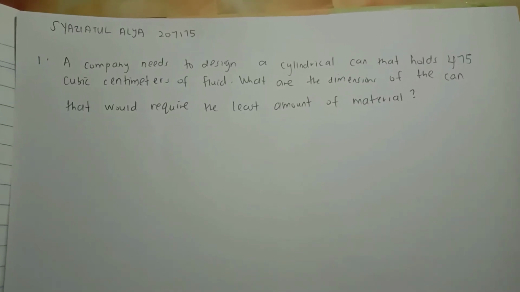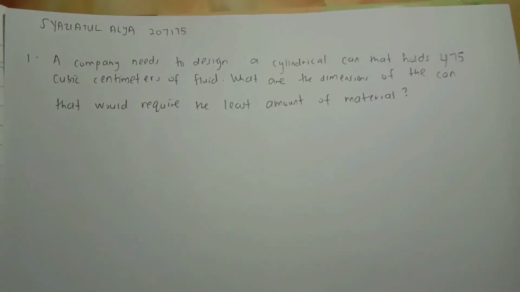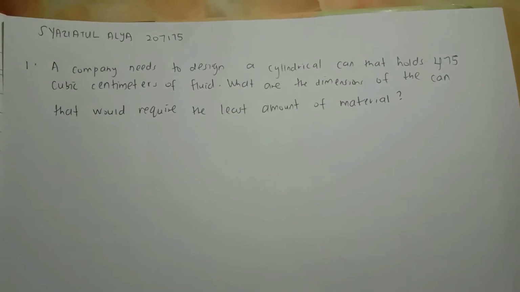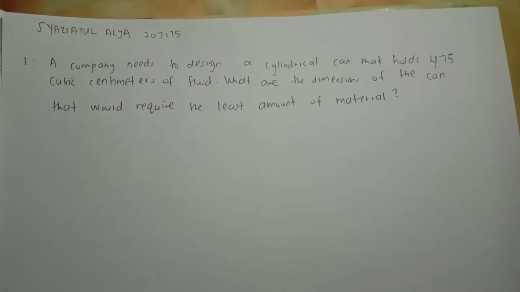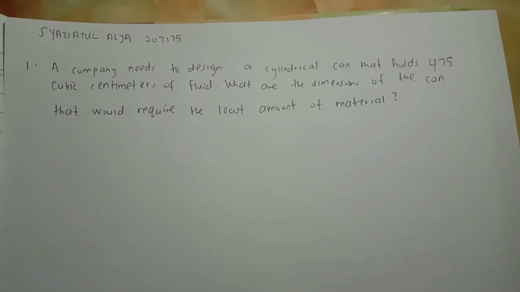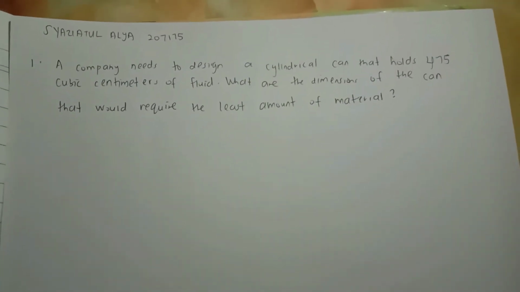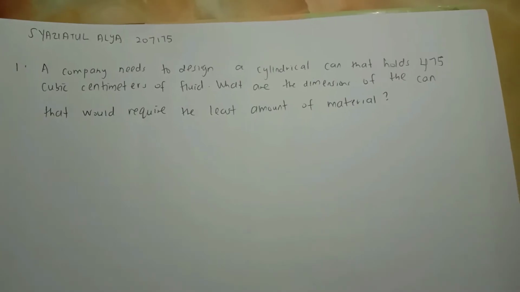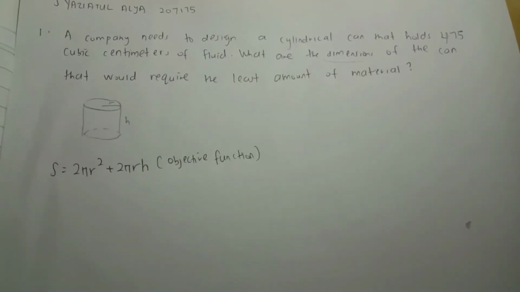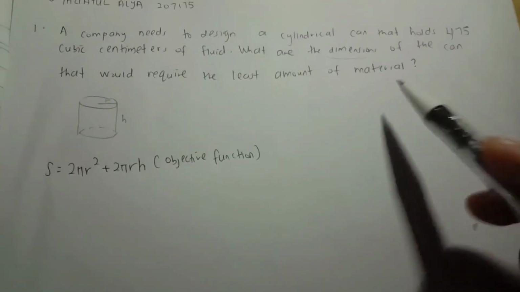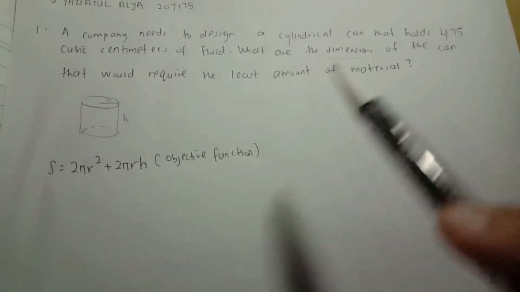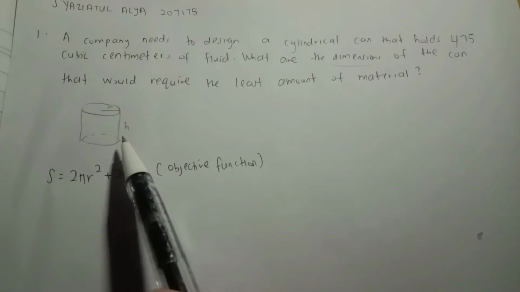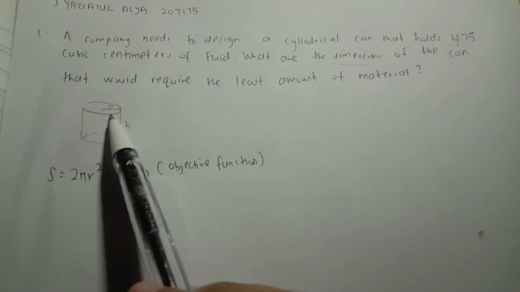Question number 1. A company needs to design a cylindrical can that holds 475 cubic centimeters of fluid. What are the dimensions of the can that would require the least amount of material? We must identify the variables. Since the question asks for the dimensions of the cylindrical can, the two variables are radius and height, so we label them as r and h.